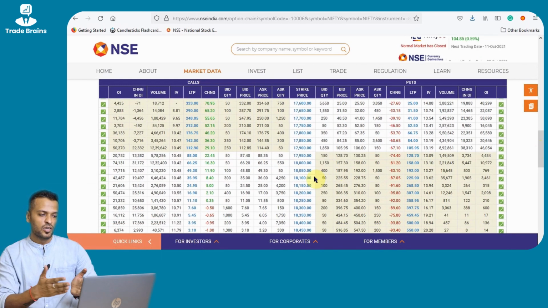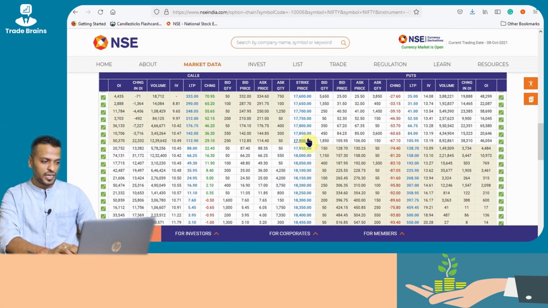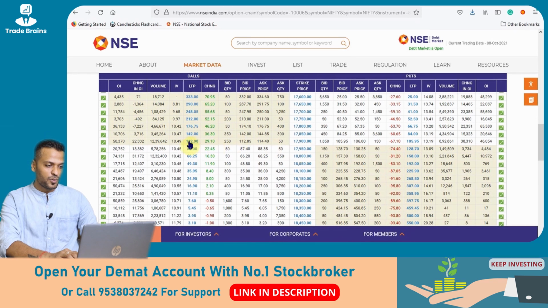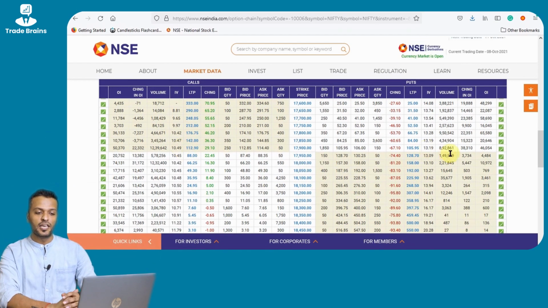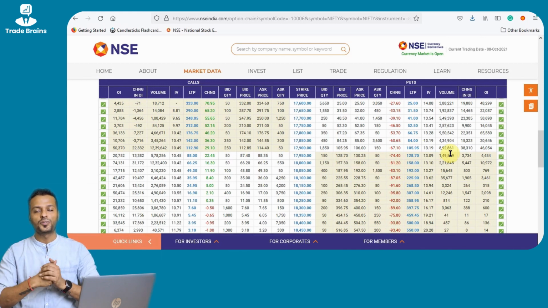If you look at my screen, on the left hand side you have the call option, and on the right hand side you have the put option, and you have IV on both sides, IV on the call side and IV on the put side. If you look at the 17,900 call option, the IV is about 10.49, and if you look at the 17,900 put option, the IV is 13.19. In general, the IV for the put option is always more than the IV for the call option.